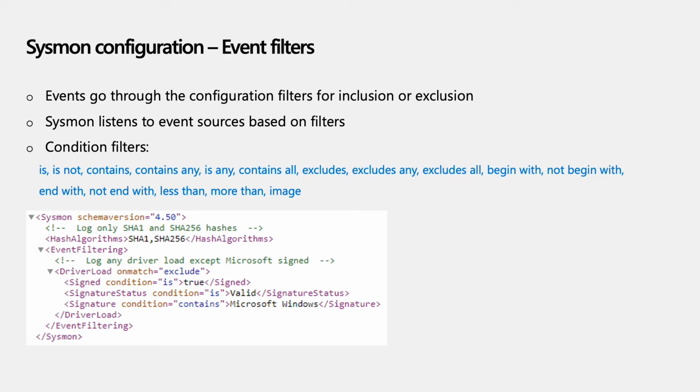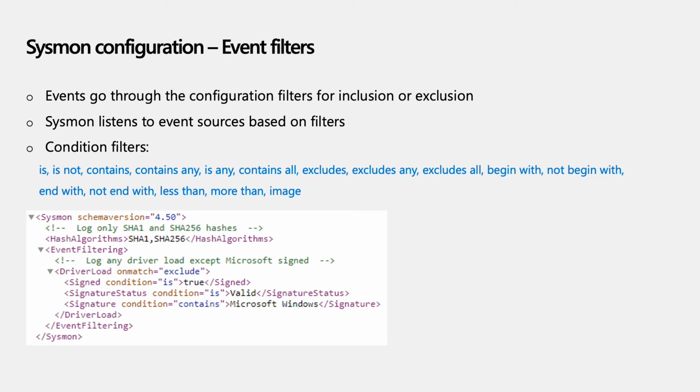I provide an example of a configuration here, where we decided we're going to collect the hashes for images for SHA-1 and SHA-256. When a driver load event happens, if that driver is signed, the signature is valid, and the signature contains Microsoft Windows, we're going to discard these events. Any other driver load events will be logged, but those ones will be discarded. That allows you to define: I don't care about loading of Microsoft Windows drivers, but I care about anything else. And so that allows you to define how you can scale based on the nodes you see in your environment. You can tweak that.